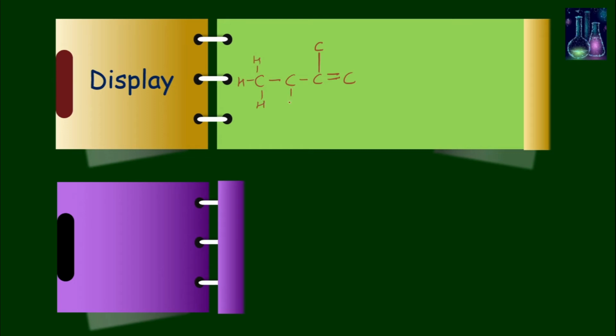So this is your display formula for 2-methylbutene. You have to show all the bonds. This carbon has already 4 bonds, and this carbon will have 2 bonds. The next is 3-methylbut-1-yne. So 1, 2, 3, 4, and you have a carbon-carbon triple bond, and you have a substituent at the third position.